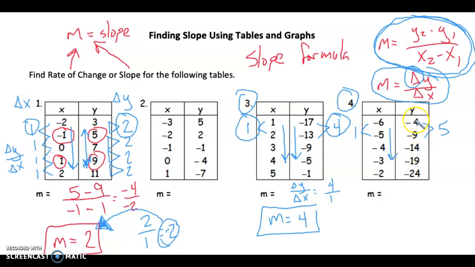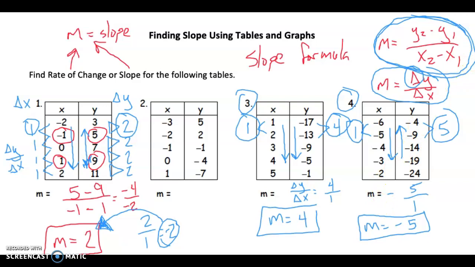The smaller negative numbers are actually larger than the higher negative numbers. -24 is going down more than -4. So now we have opposite arrows. They're different, so this is going to be a negative slope. And again, the change in y divided by the change in x, we get m equals -5 over 1, which reduces to -5. So the slope, or the rate of change of this table, is m equals -5.